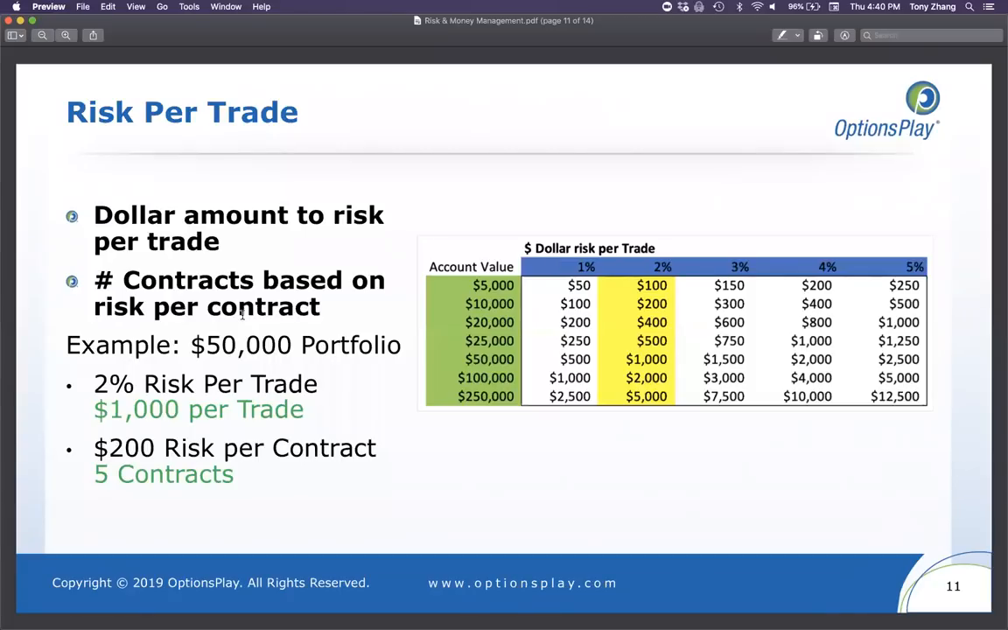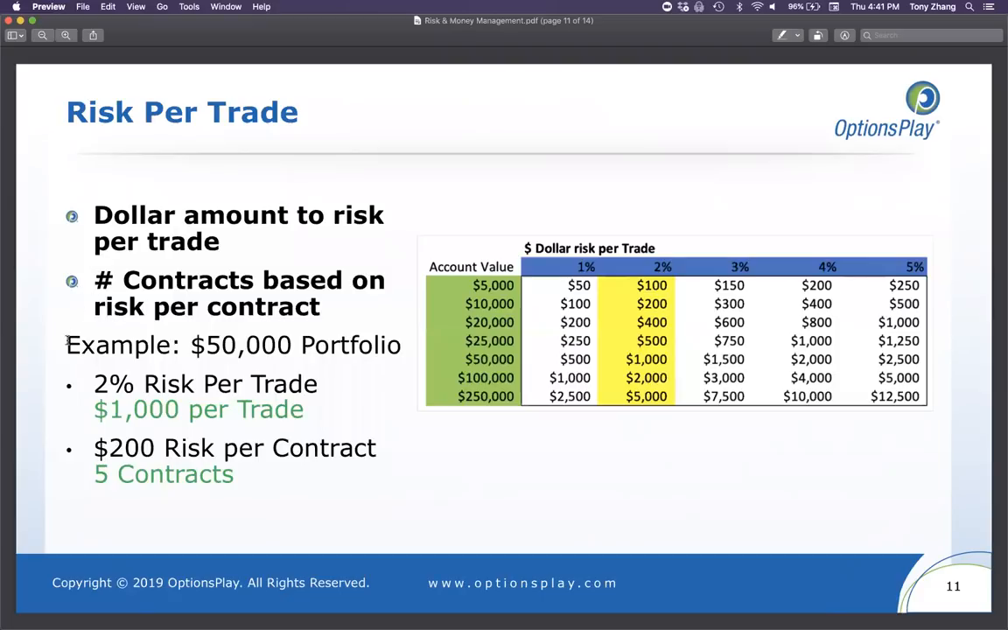So this chart's pretty simple to understand. I actually have this chart in the spreadsheet that I'll be sending out to everyone after this webinar so that you can look at this chart yourself, as well as a calculator so that you can plug in your exact account value, the exact amount you're willing to risk, and see the dollar amount you can risk, and also calculate the number of contracts. So you don't have to memorize all of this. We've created a calculator for you so that you can take a look at this based on your own numbers.